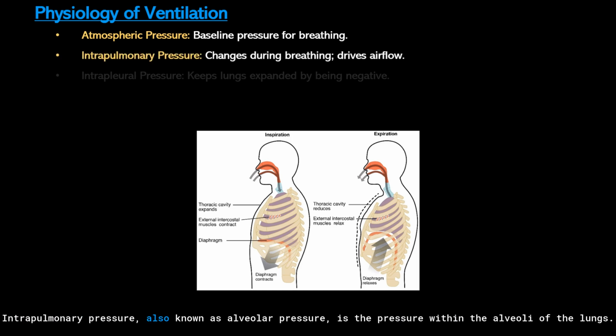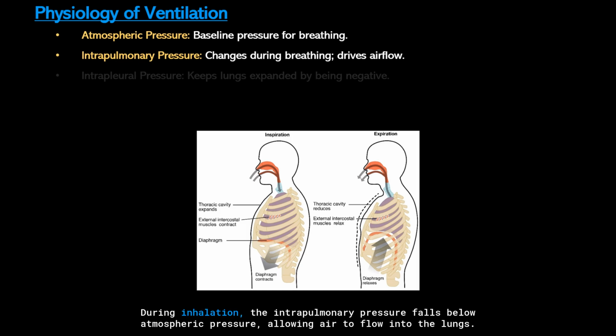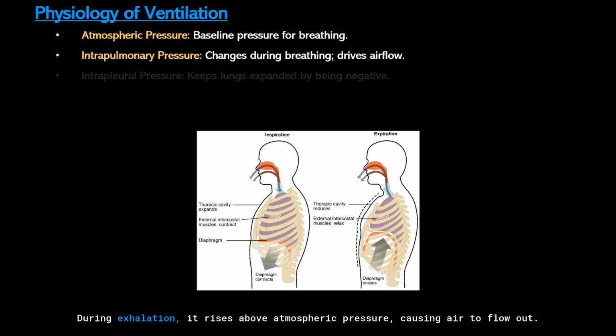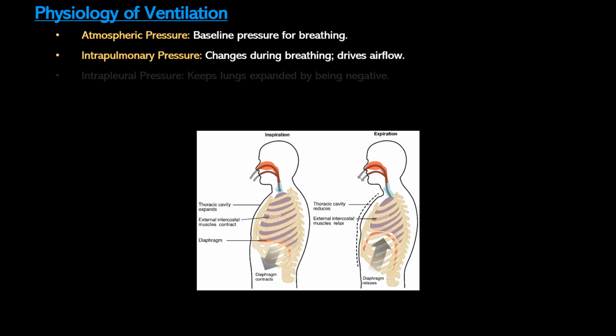Intrapulmonary pressure, also known as alveolar pressure, is the pressure within the alveoli of the lungs. During inhalation, the intrapulmonary pressure falls below atmospheric pressure, allowing air to flow into the lungs. During exhalation, it rises above atmospheric pressure, causing air to flow out.